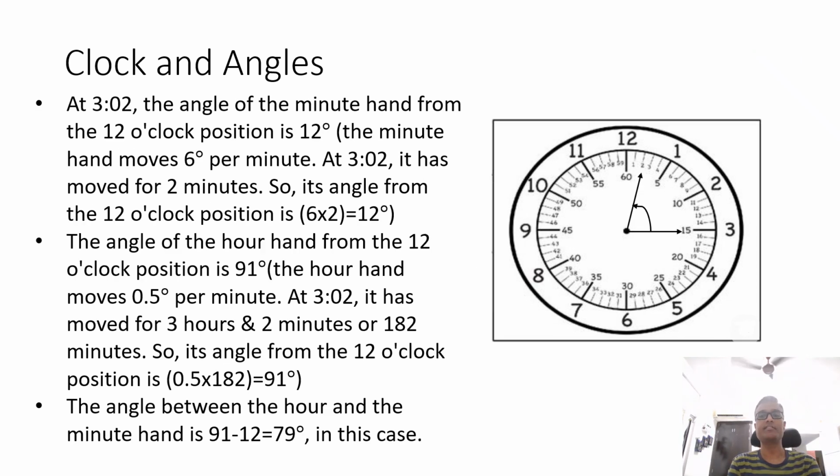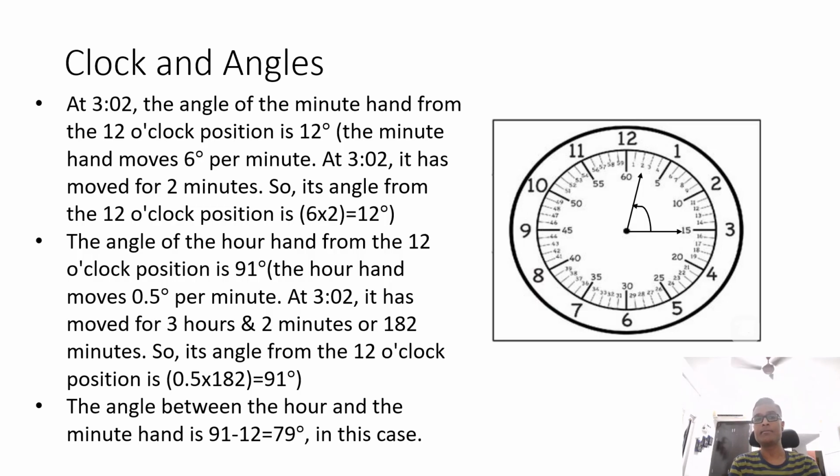Let's look at a more interesting example here and try to figure out the angle formed between the hour and the minute hand at 2 minutes past 3. Now at 2 past 3, the angle of the minute hand from the 12 o'clock position is 12 degrees. How did we arrive at that? We've already studied that the minute hand moves at the rate of 6 degrees per minute. So at 3:02, it has moved for 2 minutes. So its angle from the 12 o'clock position is nothing but 2 into 6, which is 12 degrees.